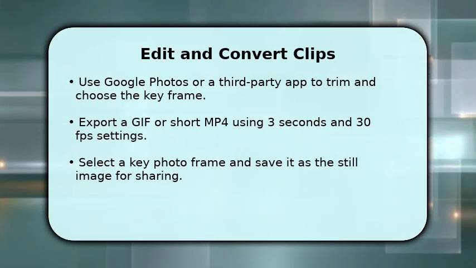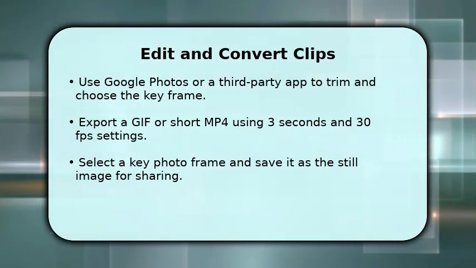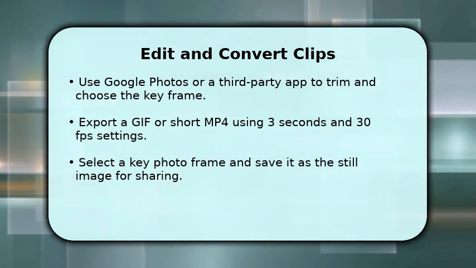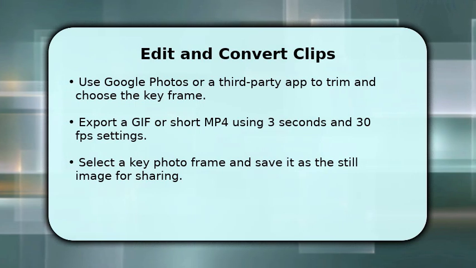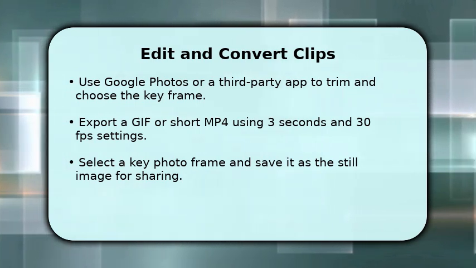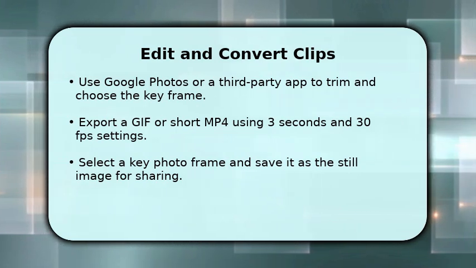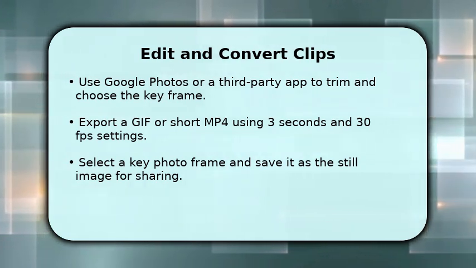Open your captured motion photo in Google Photos or a trusted app. Trim the clip to the best 3 seconds and set playback to 30 FPS. Choose a keyframe to act as the still image when sharing. Export the clip as an MP4 or GIF to preserve motion on devices that lack motion photo support.